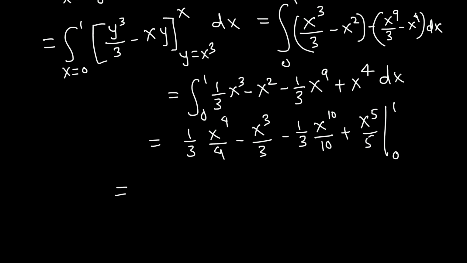Let's replace x by 1, so this is 1 over 12 minus 1/3 minus 1 over 30 plus 1 over 5, and when we plug in x equals 0, everything is 0. So let's combine this, and that's the final answer: negative 1 over 12.